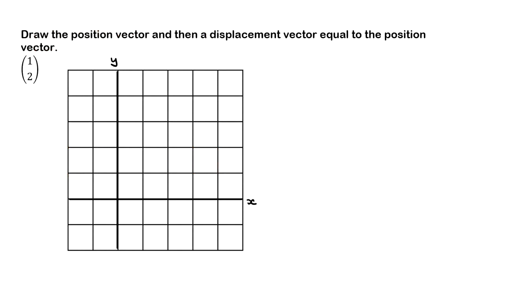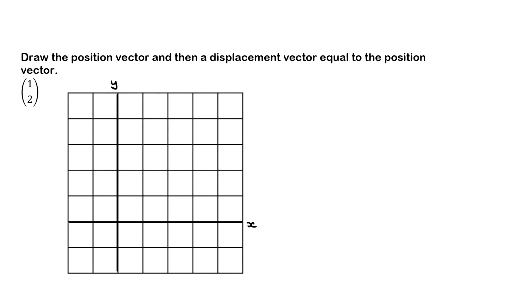We will now answer a question. We need to draw the position vector and then draw a displacement vector equal to the position vector. On the right, you can see (1, 2). The 1 is our x value and the 2 is our y value. So we know our vector begins at the origin and goes towards this point. That is our position vector.